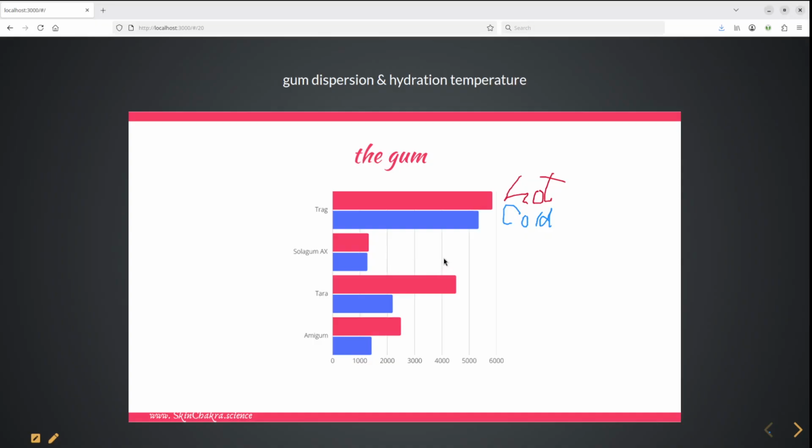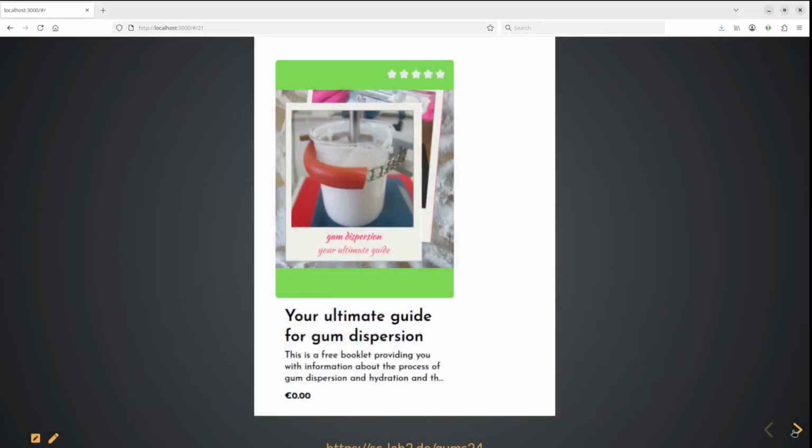Even when you disperse the gum in plain water, you will see the difference if you are using hot water or cold water. So it makes a huge difference in the viscosity as well as in the stability. And if you don't know which gum likes hot water versus which gum doesn't have any preference, hot or cold water, we have a free booklet available on our shop.